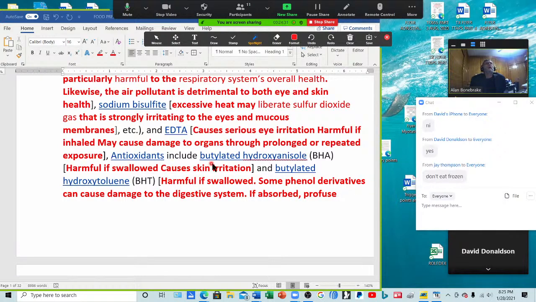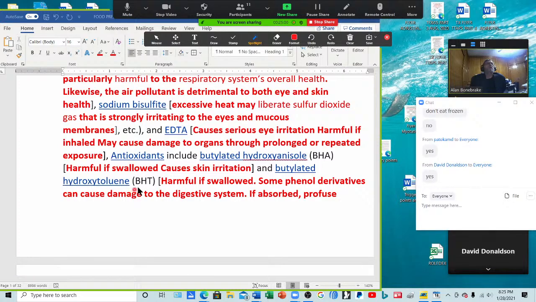Okay, antioxidants, including BHA: harmful if swallowed, causes skin irritation. Wow, that's right in the MSDS sheets. BHA, harmful if swallowed. How many of you knew that about BHA? Harmful if swallowed. Right in the MSDS sheet.